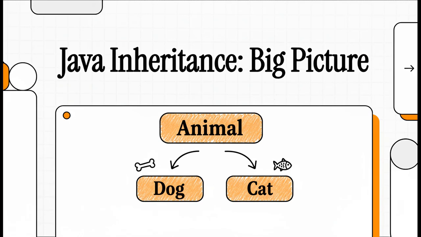Hey everyone, and welcome. Today, we're going to jump into one of the biggest ideas in Java, and really in all of programming, inheritance. We're going to skip all the super dense jargon and just focus on the big picture, giving you a really simple, clear way to understand what it is, and more importantly, why it's so incredibly powerful. All right, let's get into it.